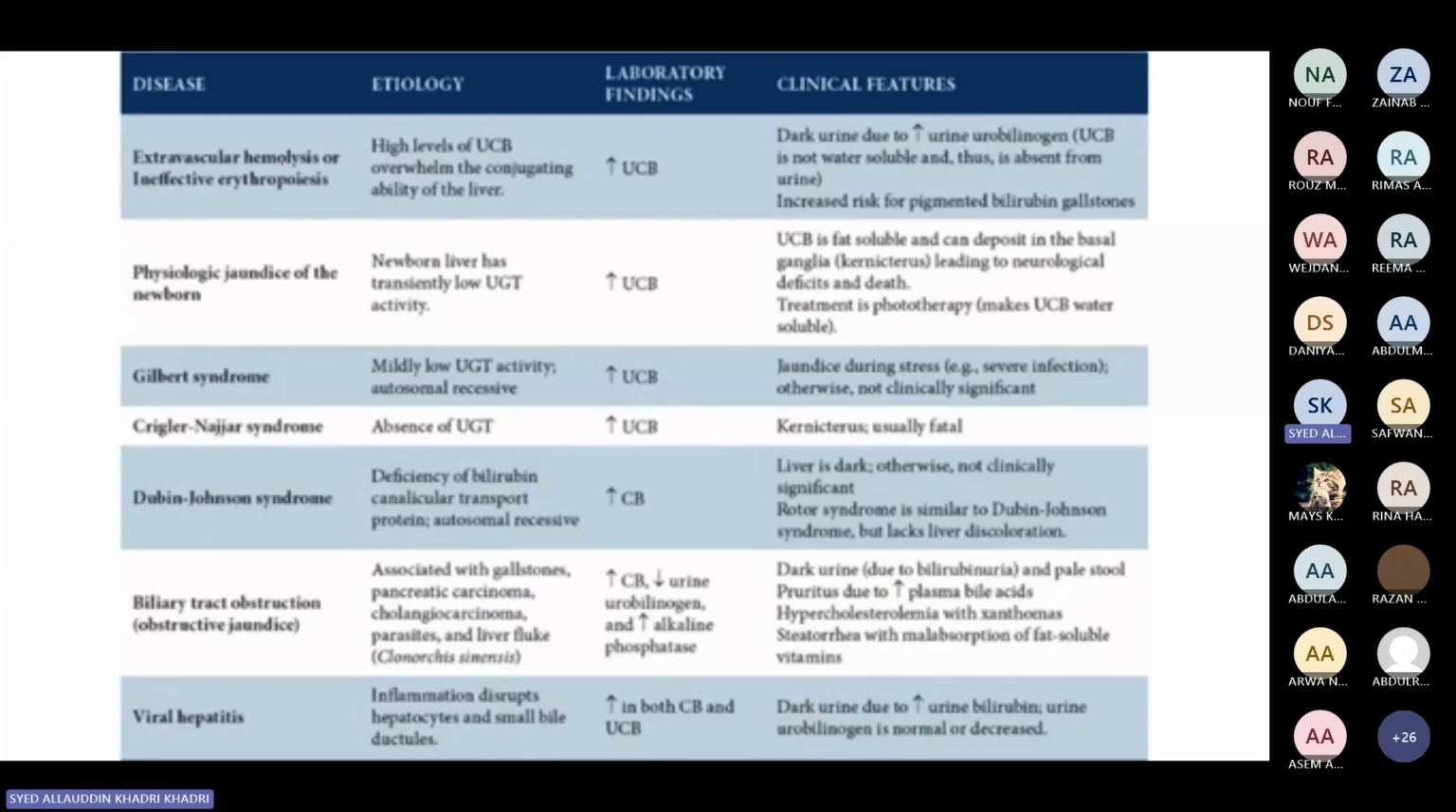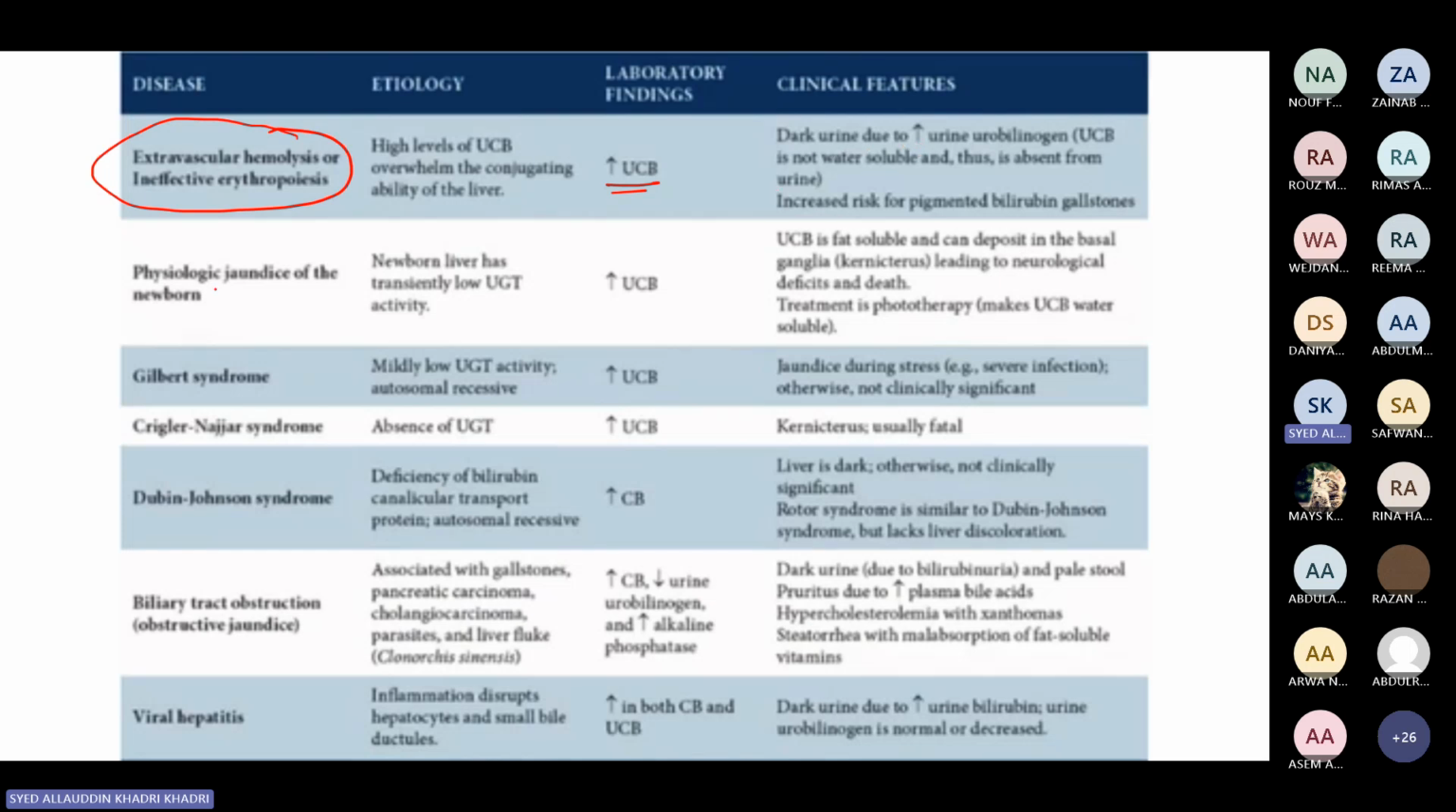Now, for example, I just tell you diseases. Extravascular hemolysis or ineffective erythropoiesis will cause unconjugated bilirubin to increase, causing the finding of jaundice. What will happen over here? The clinical features are very clear: the urobilinogen increases, so it causes dark urine.